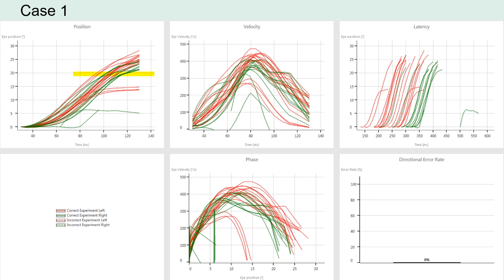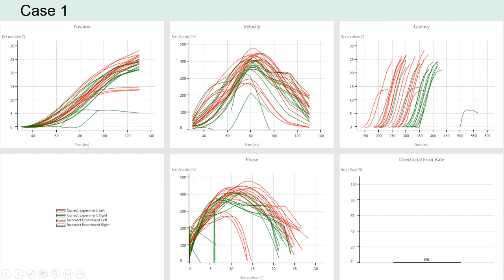So all of her targets should be stopping here. We should never see any overshoot, and you can see that she's hitting as high as like 27, 28 degrees in some cases. We look at her velocities. You can see some bimodal distributions there. You can see them better here on those phase plots. So she definitely has some Omnipause activity that's inappropriate.